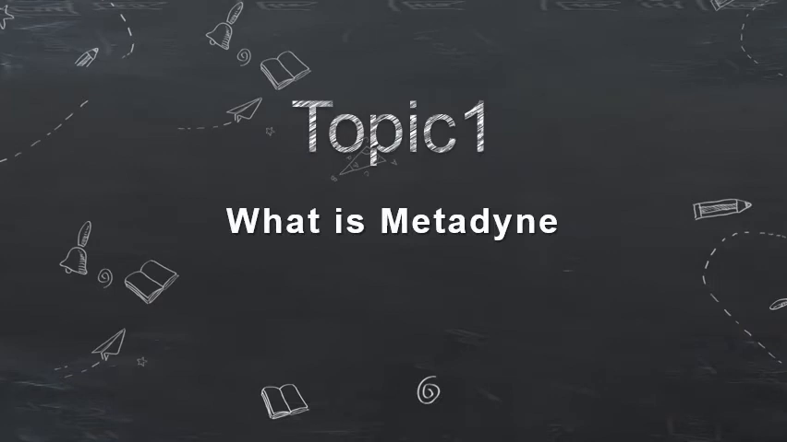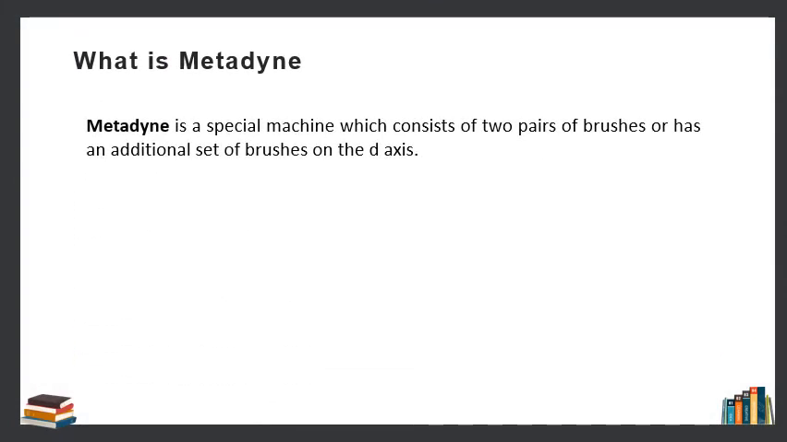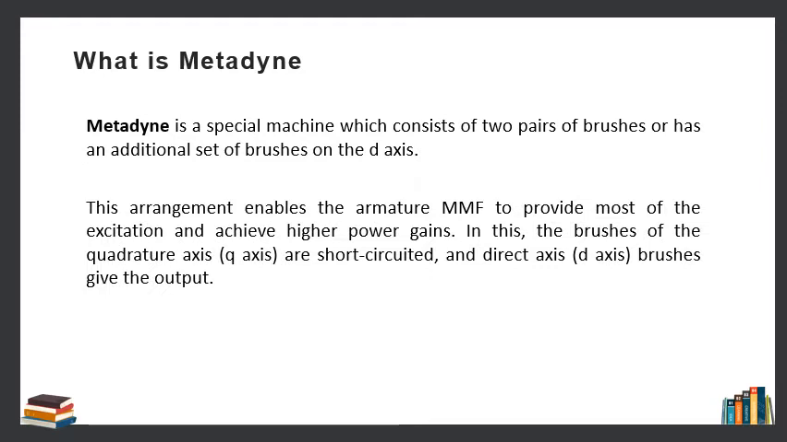Let's start with topic 1. What is metadyne? So metadyne is a special machine which consists of two pair of brushes or has an additional set of brushes on the D-axis. This arrangement enables the armature MMF to provide most of the excitation and achieve higher power gain. In this, the brushes of the quadrature axis, Q axis, are short circuited and the direct axis, D axis, brushes give the output.